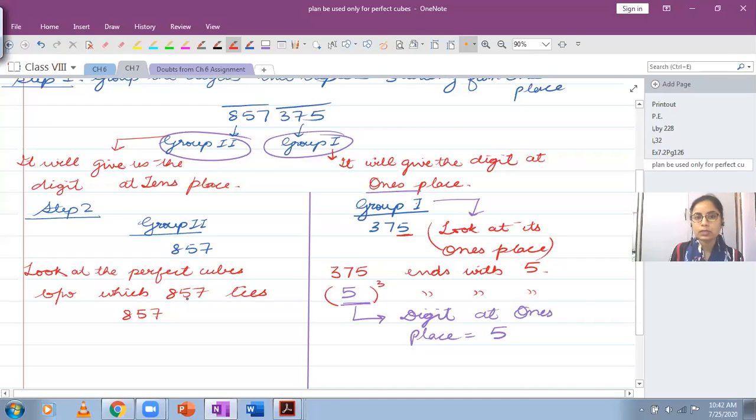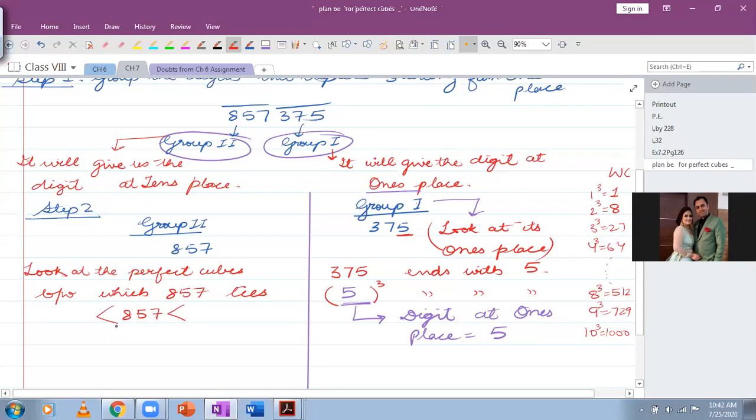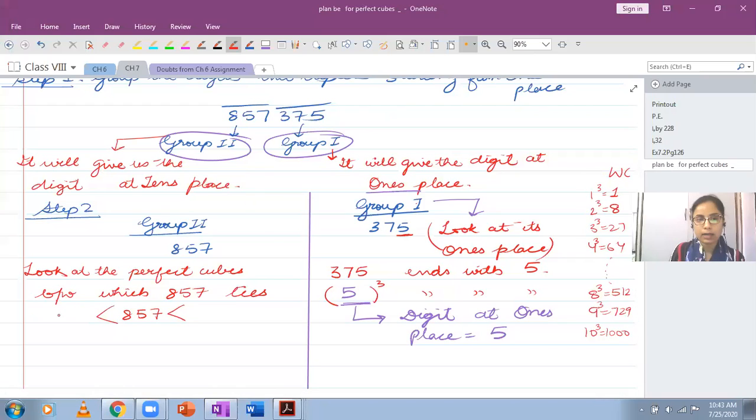So for this you can just go through the list of the perfect cubes. आपके पास 1 का cube 1, 2 cube is 8, 3 cube is 27, 4 cube is 64. ऐसे अगर आप काउंट करते हो, 8 cube is 512, 9 cube is 729, and then 10 cube is 1000. Can you tell me where this lies? Between 9 cube and 10 cube. So this lies between 9 cube and 10 cube.